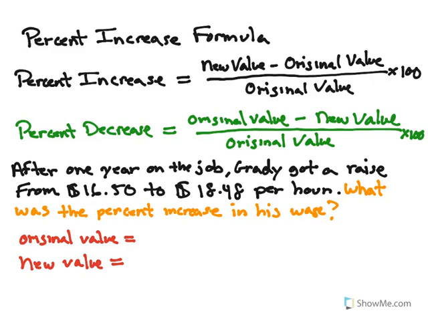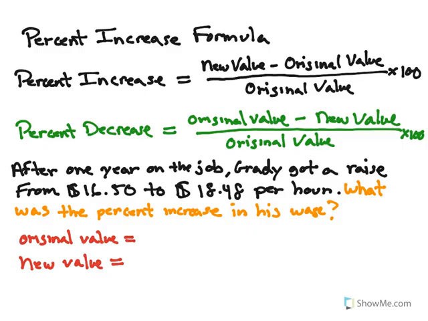Okay, we're going to talk about percent increase and percent decrease problems. And when you do these type of problems, there are two formulas to keep in mind. One is the percent increase, and what you do is you take the new value and you subtract the original value, divided by the original value, times 100. And the percent decrease is the reverse. It's the original value minus the new value divided by the original value times 100.